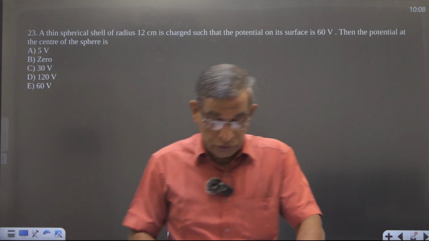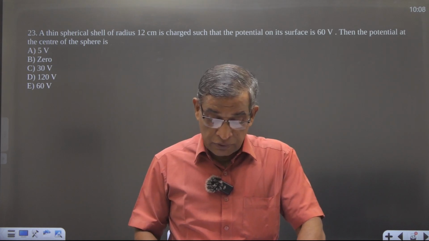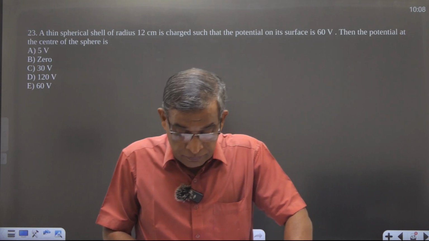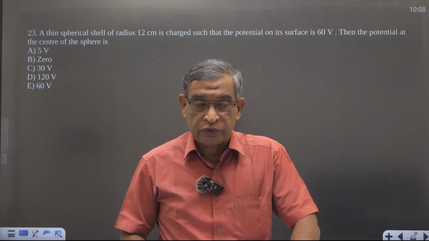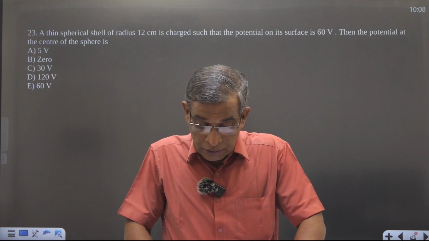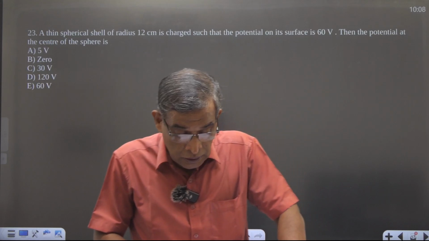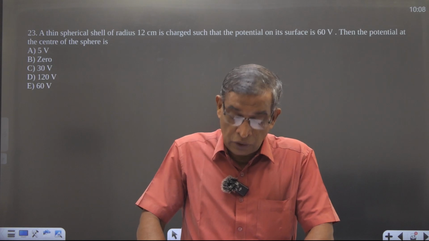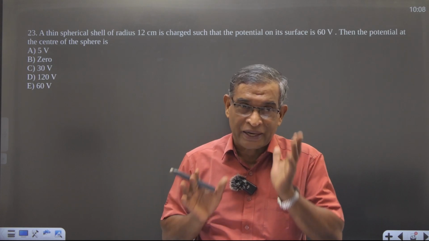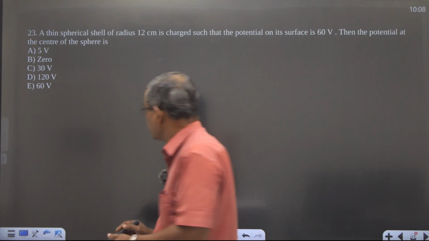The question reads like this. A thin spherical shell of radius 12 centimeter is charged such that the potential on the surface is equal to 60 volt. Then the potential at the center of the sphere is. Now, it is a thin spherical conducting shell that is charged.